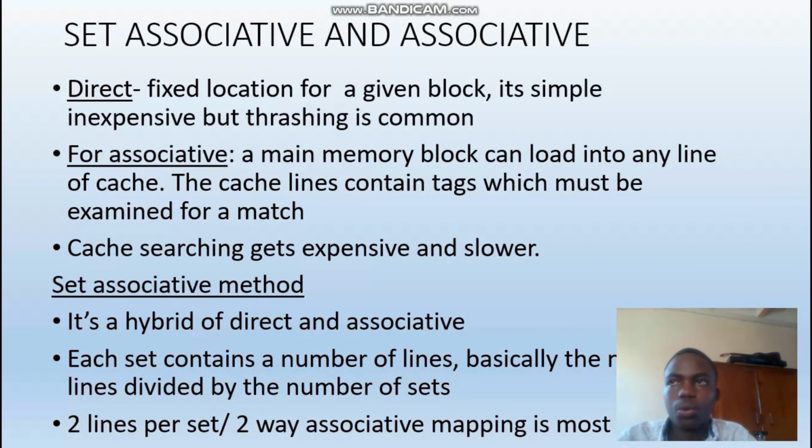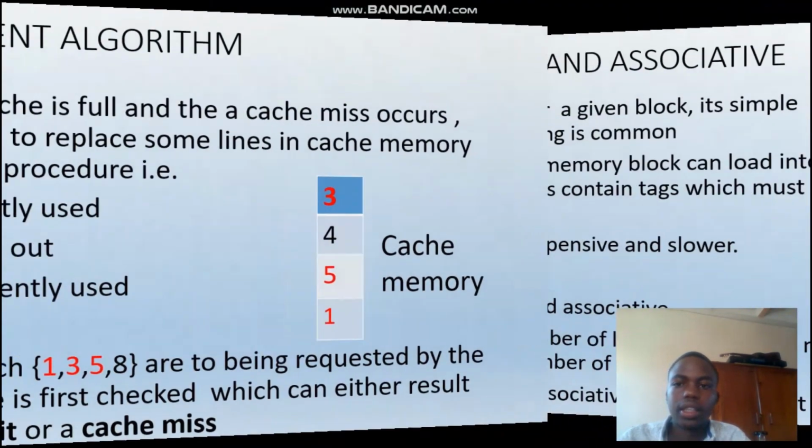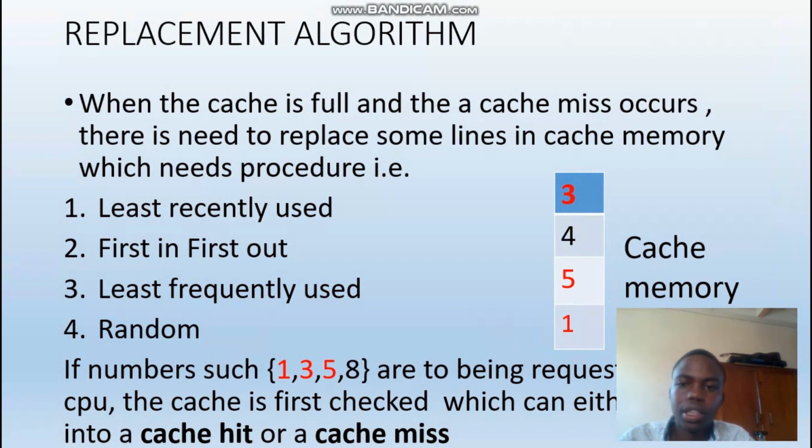So we said when a cache hit occurs, it means the data is there and it is found and retrieved back to the CPU. And in case the cache hit does not occur, we call it a cache miss. When the cache miss occurs, we need to go to the main memory, fetch the data, and bring it back to the CPU. But before taking it to the CPU, we need to first store it in the cache memory. And this takes us to replacement algorithms.